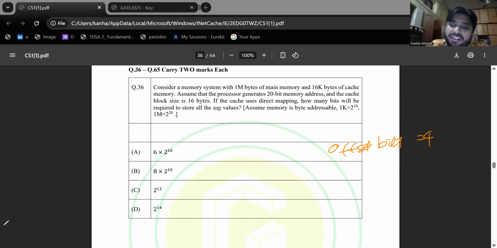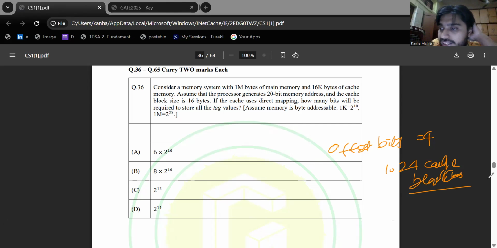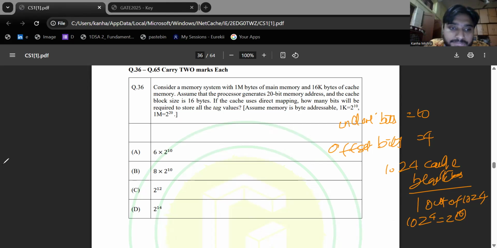So index basically, we have 1024 cache blocks as mentioned in the question. From that, I need to figure out which particular block in the cache. So I need to select one out of 1024. So how many bits do you need? 10 bits because 1024 is 2 to the power 10. If I take a log again, then 10 will be the answer. So offset bits पता चल गई. Total number of index bits कितनी होंगी? 10.